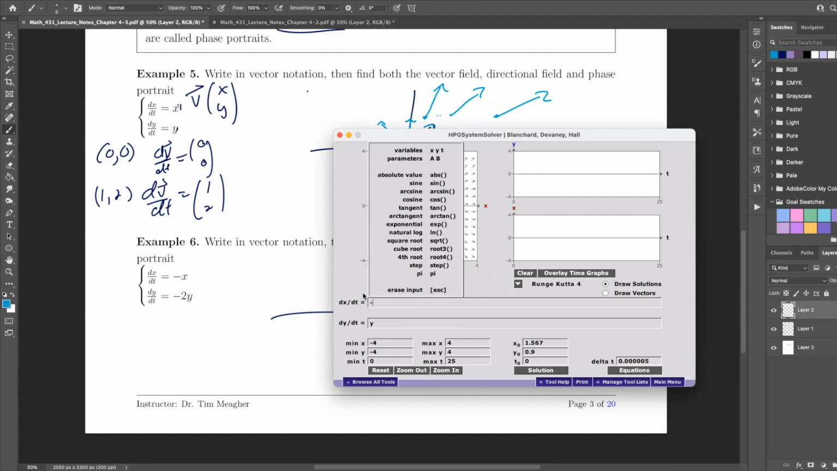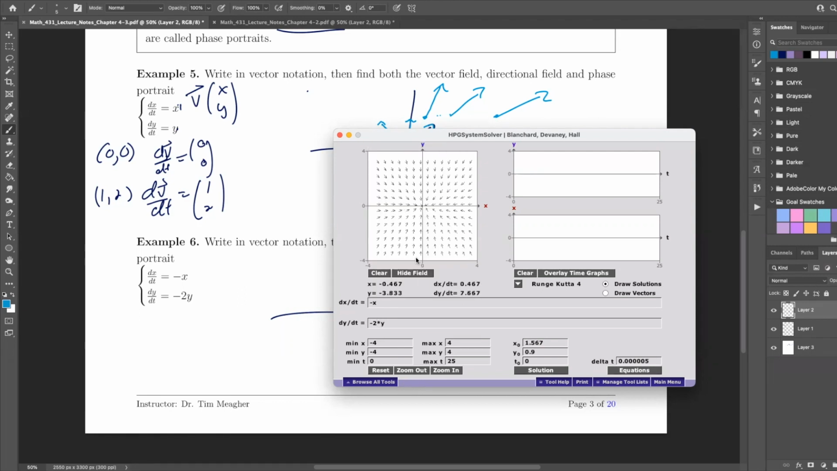Here, if we did the opposite, let's do -x and -2y. I have to be very specific with the program. It's a nice program, you just have to be very precise. And so this is what it looks like here. Notice that the y term goes to 0 a lot faster than the x term. And if I put a couple of these in, this is what we consider the phase portrait when it has a couple of solutions drawn in. This is how these are created.